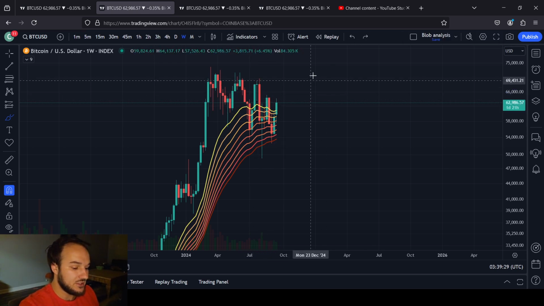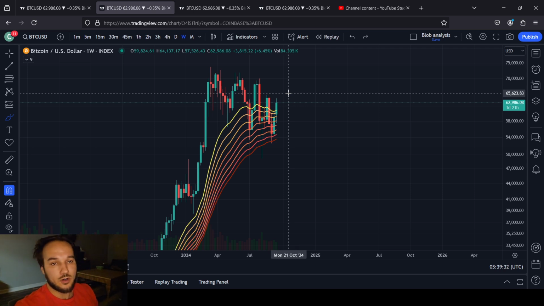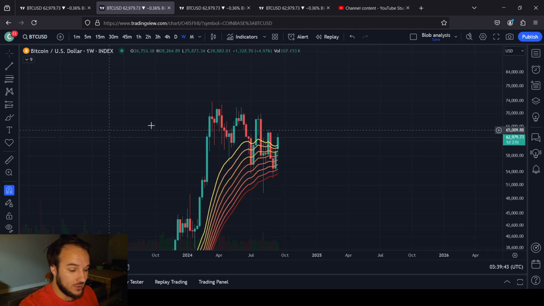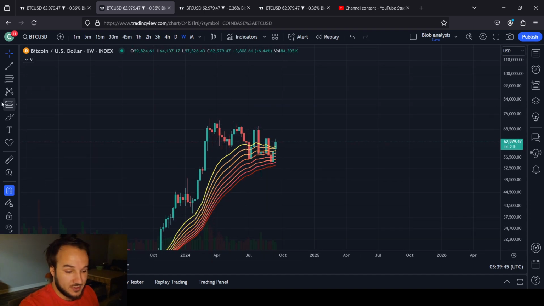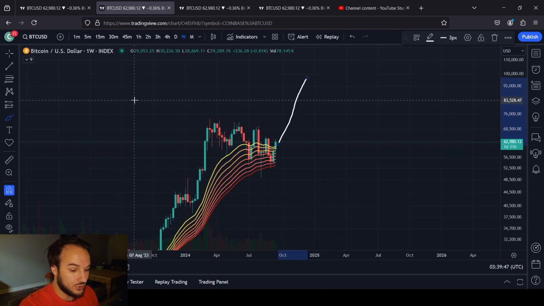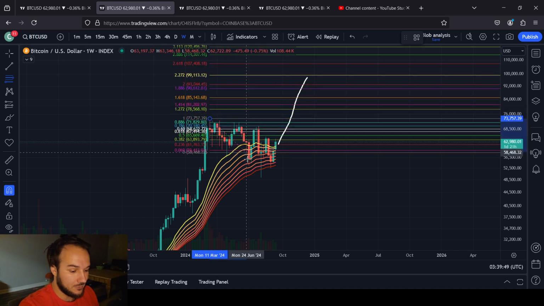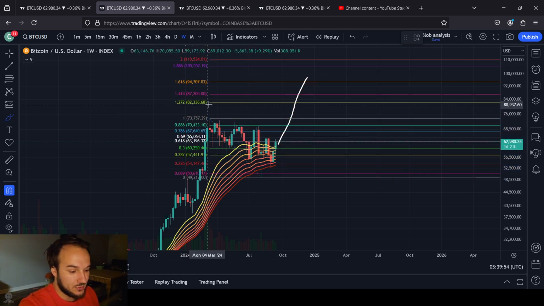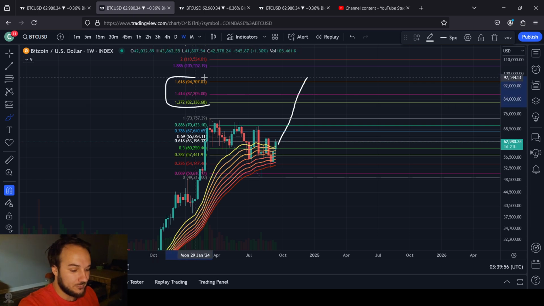So either continuation immediately, or holding our ground for at least a half a month or so, right? At least 2 weeks. That's what I'm looking for. And really, whenever this breaks out, I would expect that we do get continuation upwards, right? And we can use our fibs here from a high to a low. The expectation at a minimum would be 82.3K, at a maximum 94.7K, right?